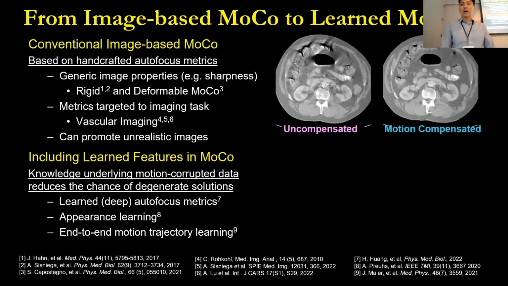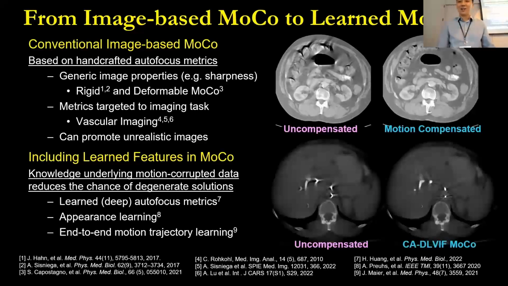So the current trend of using learning-based methods has started to incorporate learned features from motion-corrupted data to reduce the chance of unrealistic solutions. As you just heard, my colleague presented his work on a deep autofocus method for deformable motion compensation. There are also works using appearance learning, which is used to predict the reprojection error and added to the learning, as well as some works that address this problem by directly learning the motion trajectory using end-to-end learning.